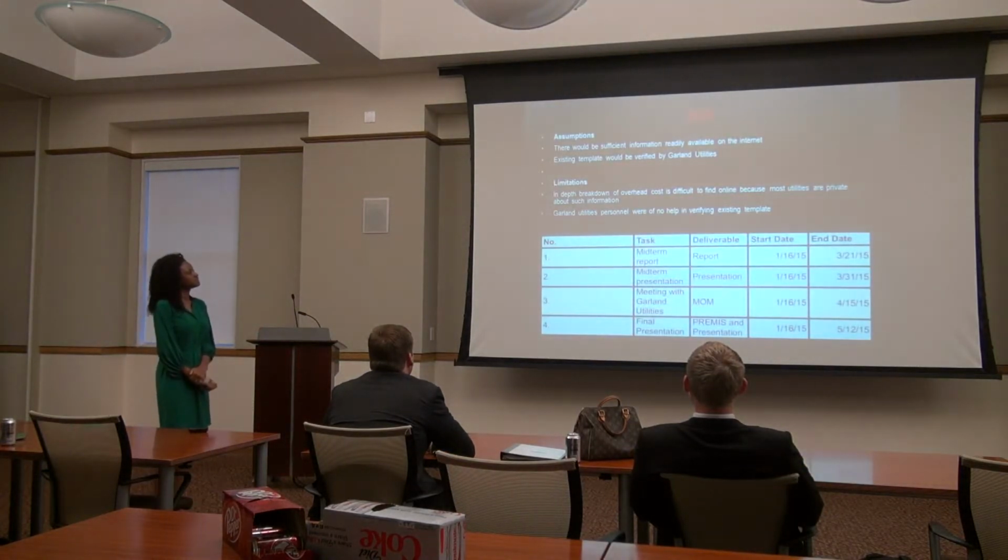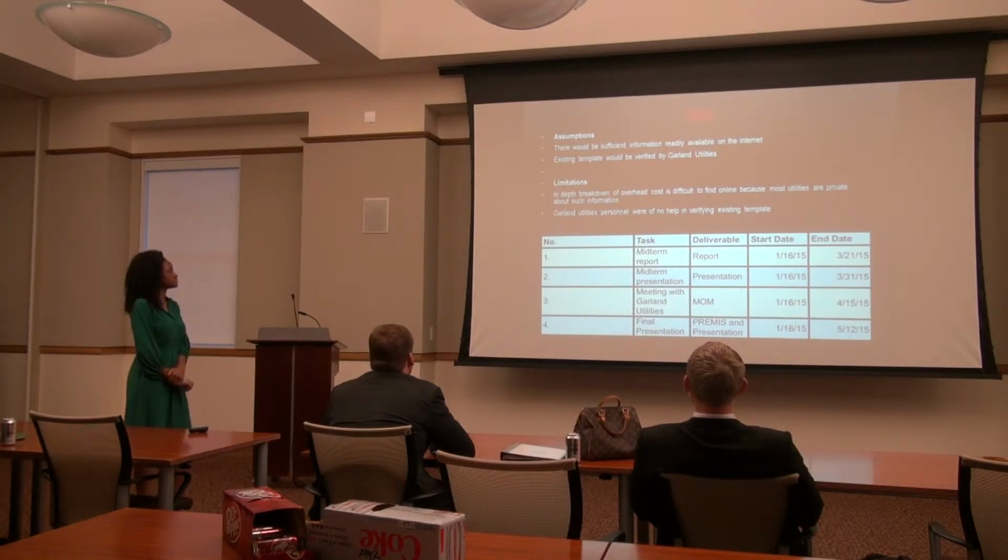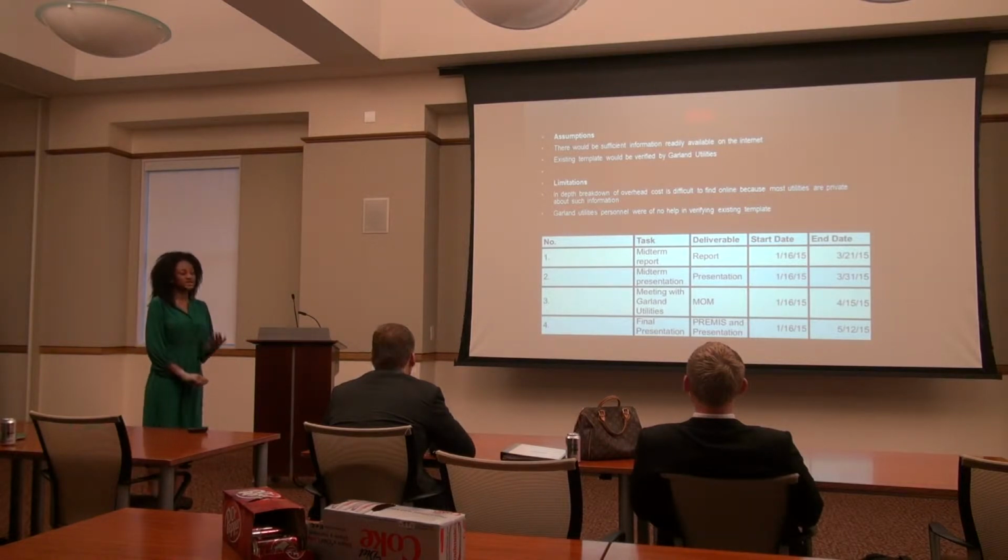And then the second thing I had to look into was a statement of services and what assumptions I had to make and what limitations, how limited I was by this project. And the obvious assumptions were that I would find sufficient information or not, because this whole thing centered around the amount of data I could generate. And secondly, that the template that was provided would be validated by the Garland utility company.